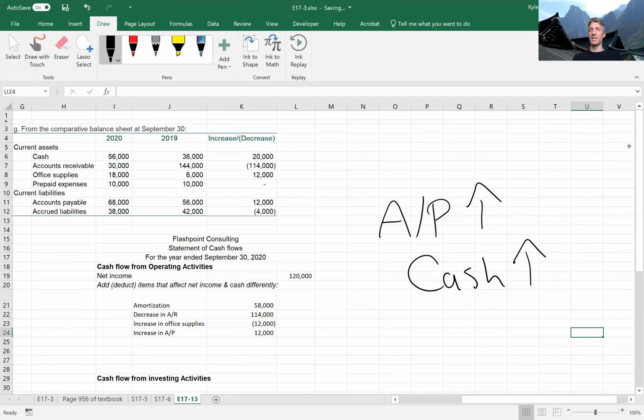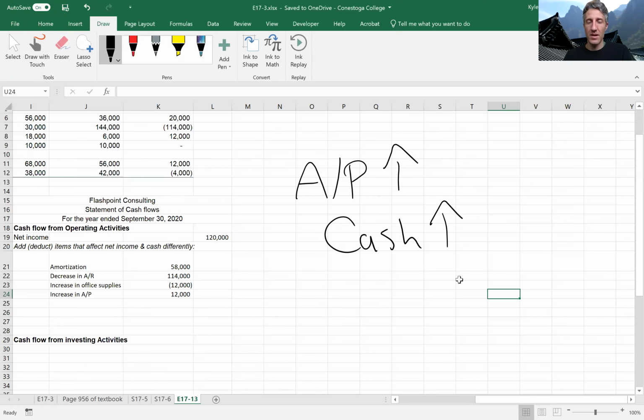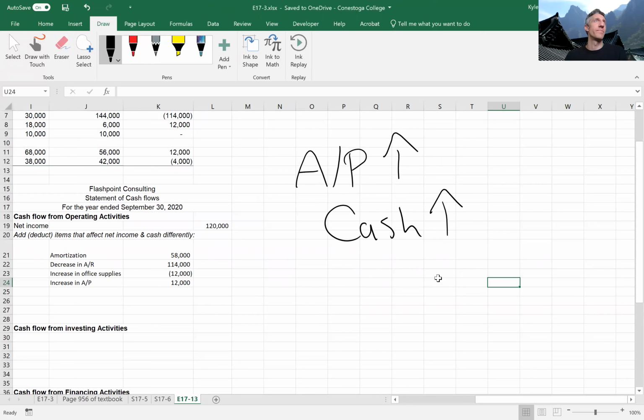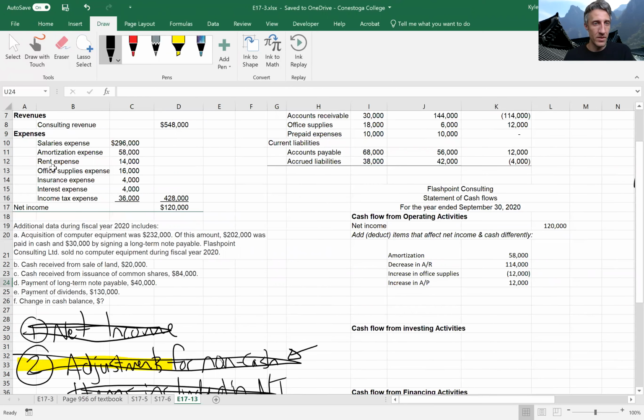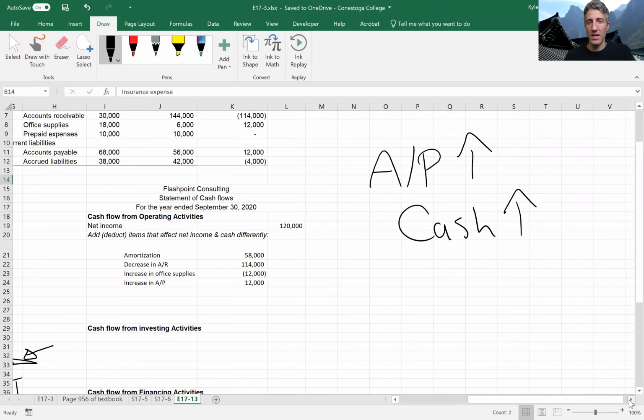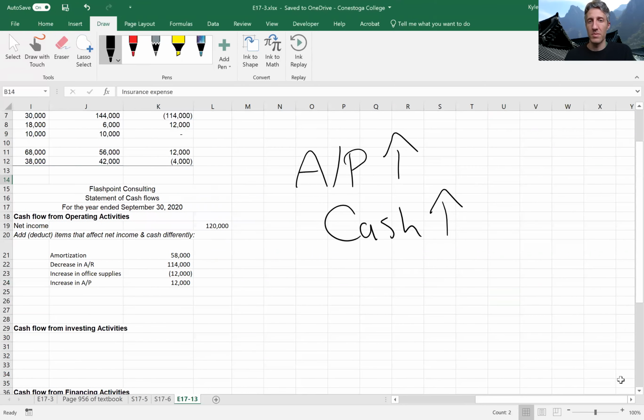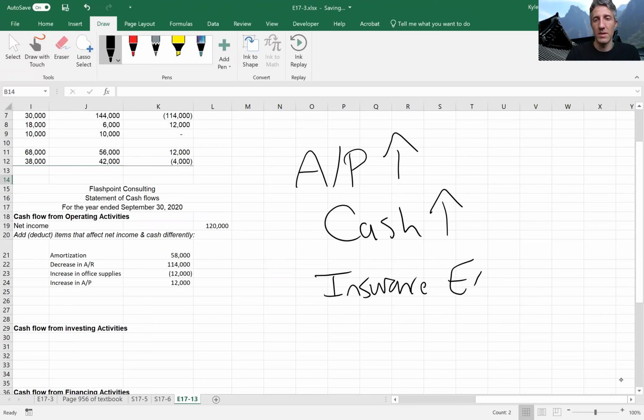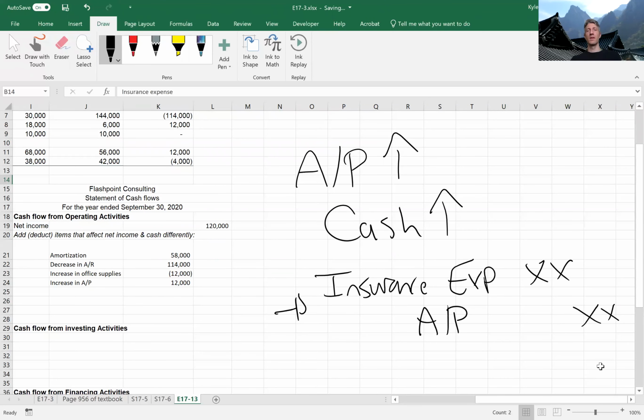So let's just think about what a potential journal entry would be. Let's say an organization bought, it doesn't really matter. Well, let's look at their income statement. Insurance expense. So let's say with their insurance expense, the journal entry was insurance expense, accounts payable. They paid for their insurance on credit. The journal entry would look like that. Debit, insurance expense, credit, accounts payable.